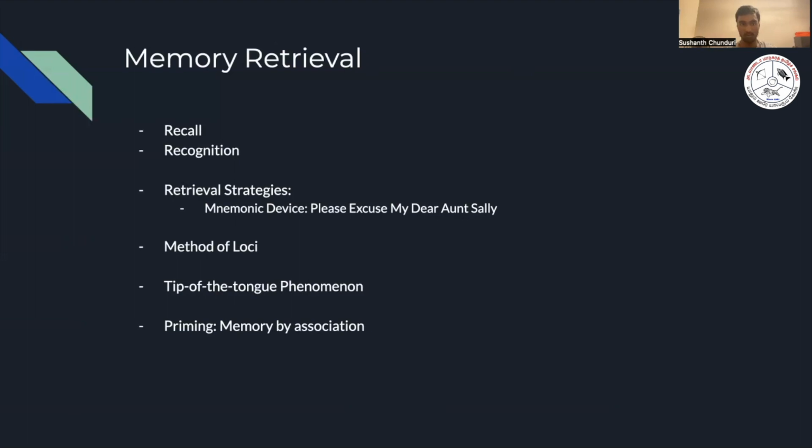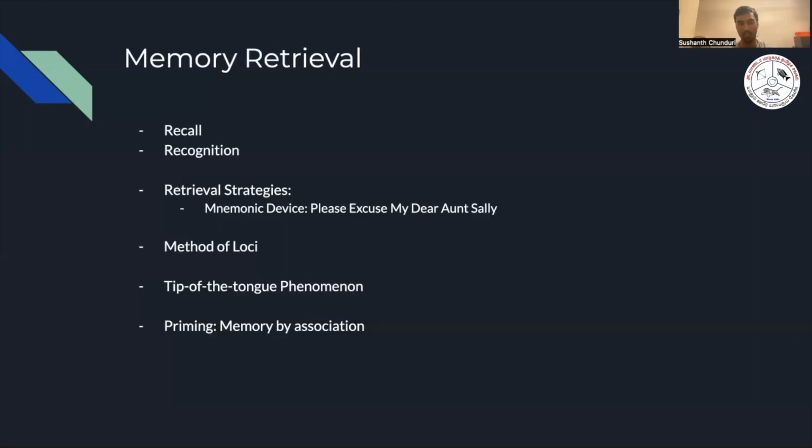So there are obviously these retrieval strategies that you probably went over in class, but let's go over them really quickly. Mnemonic devices are essentially like an acronym of sorts. So "please excuse my dear Aunt Sally" is something you probably learned in middle school or elementary school, depending on when you got taught PEMDAS. You probably learned this to remember the order of operations.